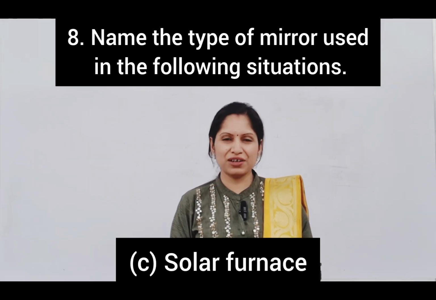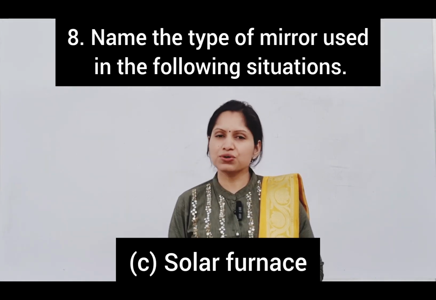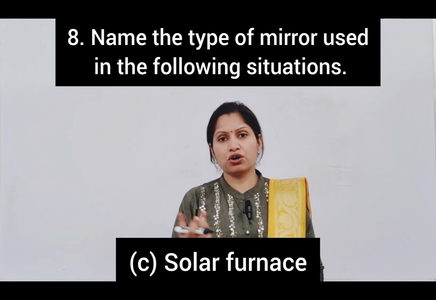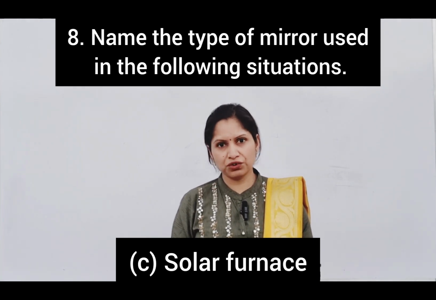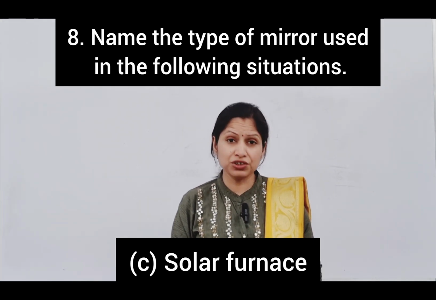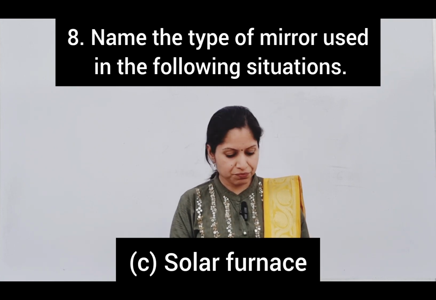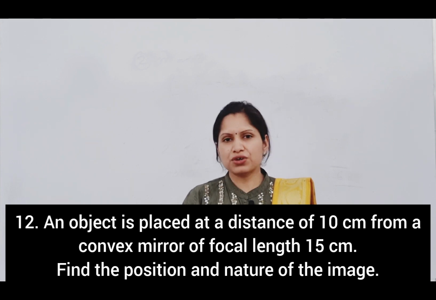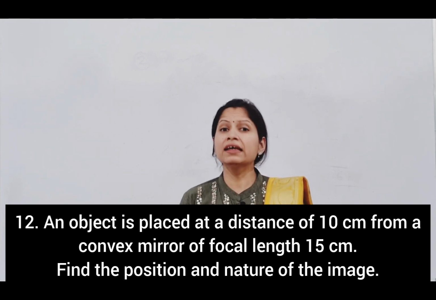Next is the solar furnace. A solar furnace also has a concave mirror, so that the light rays could be converged to a point where the thing is kept which you want to heat. So you want a converging mirror for that purpose, and that is why a solar furnace has a converging mirror, that is, a concave mirror. Now next is question number 12. Between these, the questions are all based on lenses. So right now we are going to just discuss the questions based on mirrors.